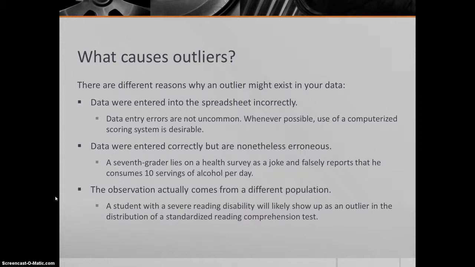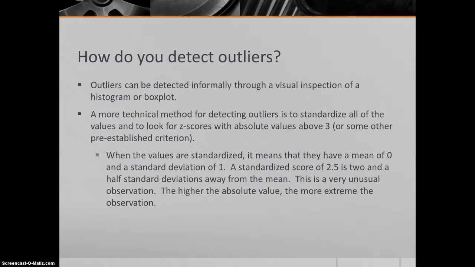So you might say, you know what, I'm not interested in people with severe reading disabilities. I want typically developing children. So that's another reason you could have an extreme case. How do you detect these? Well, one common approach is to informally detect them through a visual inspection of a histogram or box plot. If you think about when we looked at the shape of the distribution, looked at histograms, we'd say, well, it's approximately normal. It's just kind of a similar idea. You're looking and saying, well, that looks kind of unusual. And again, it's not terribly technical.